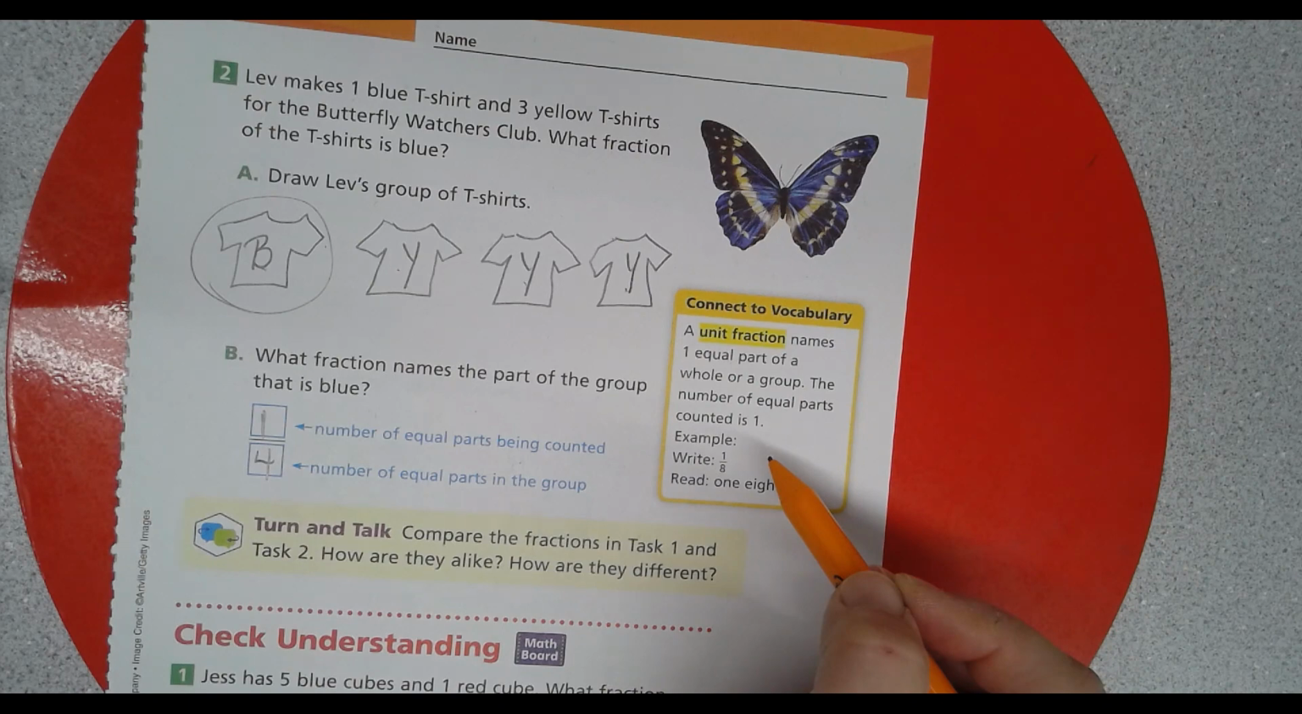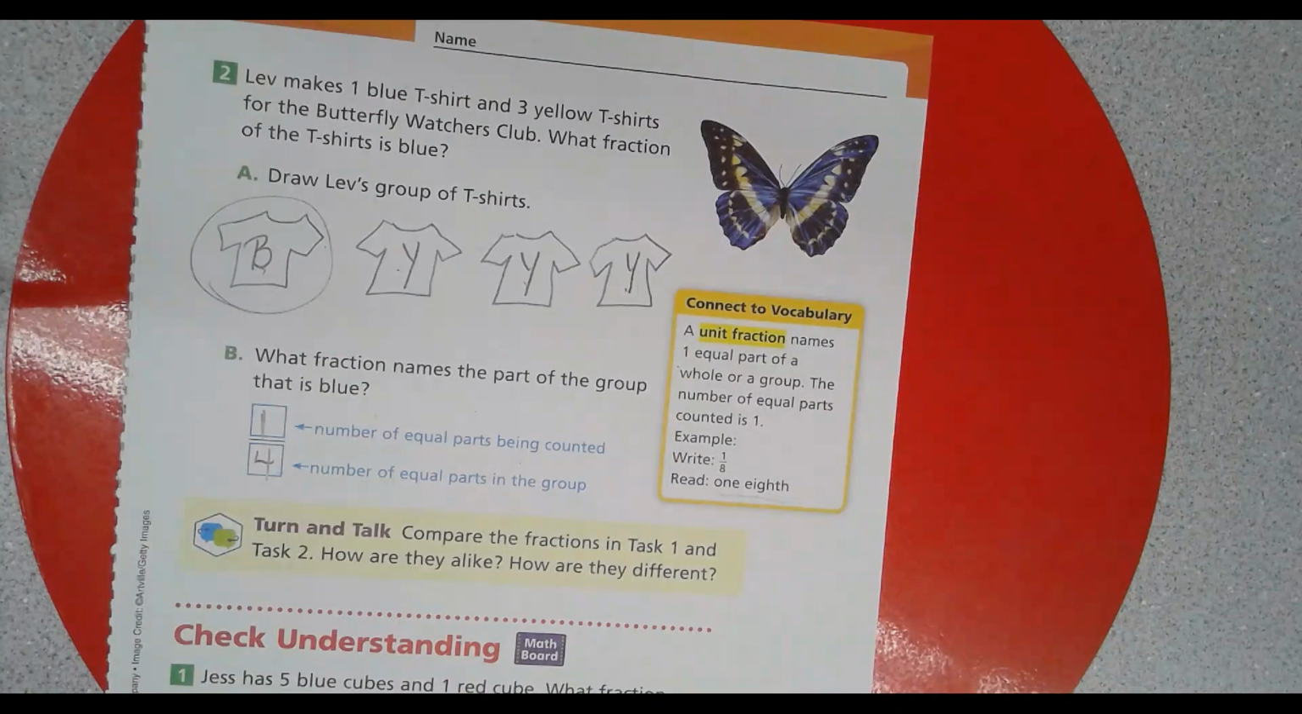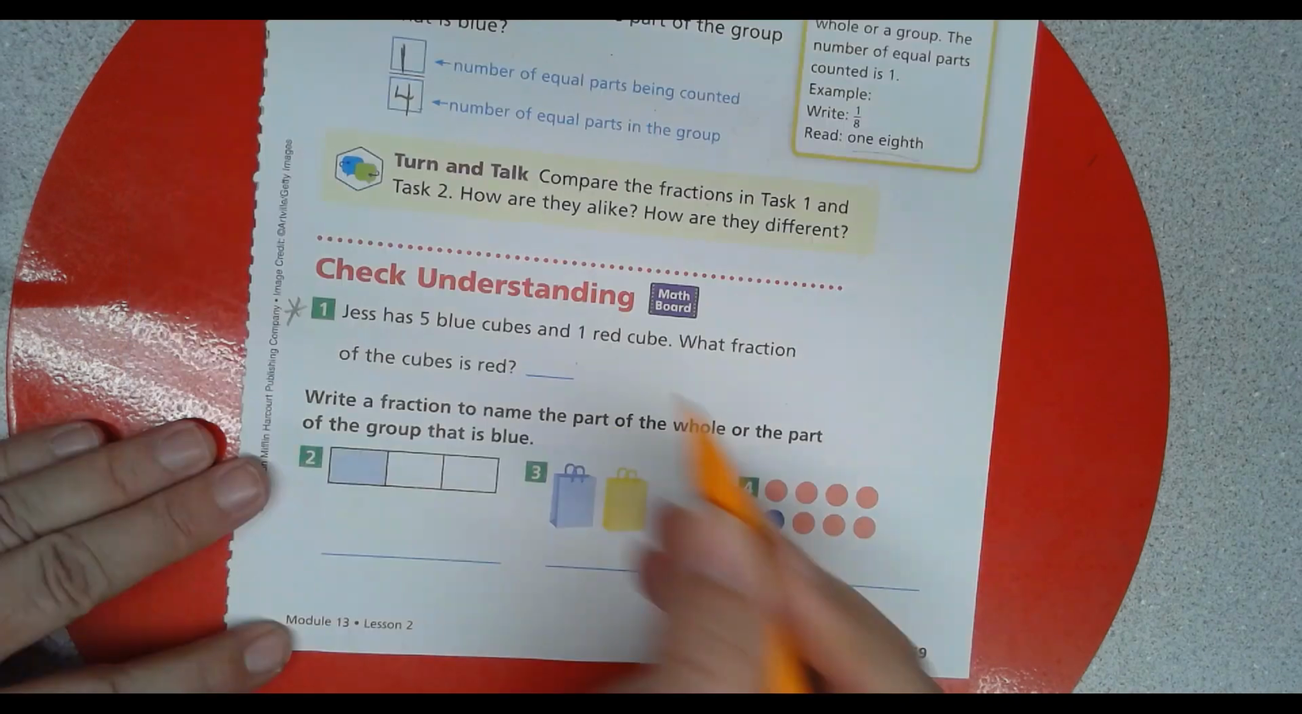A unit fraction names one equal part of a whole or a group. The number of equal parts counted is 1. For example, 1/8 is red. 1/8. One blue out of 4, 1/4. Okay? And now we're going to move on.